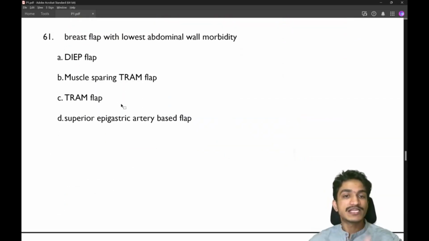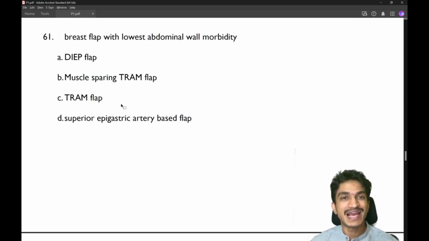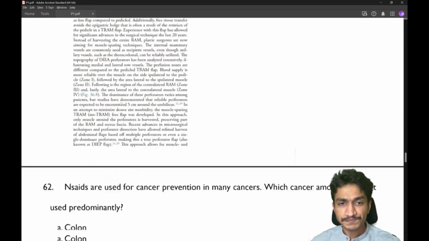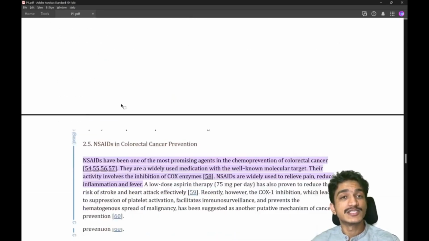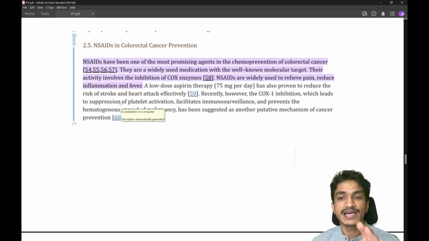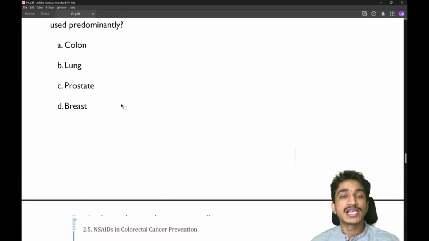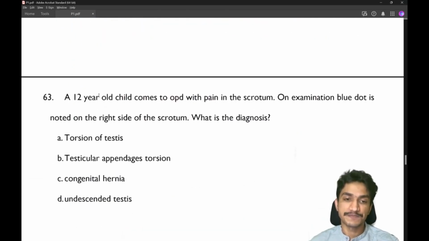Now breast flap with the lowest abdominal wall morbidity. So according to what I have discussed with the plastic surgery faculty, the answer is DIEP, which has the lowest abdominal wall morbidity, that is deep inferior epigastric artery flap. Okay. NSAIDs are used for cancer prevention, and which cancer is it used predominantly. So I could not find it in the book, and I've searched the articles, and in that it is given that it is a most promising agent in the chemoprevention of colorectal cancer. So in this case the answer should be colon cancer.